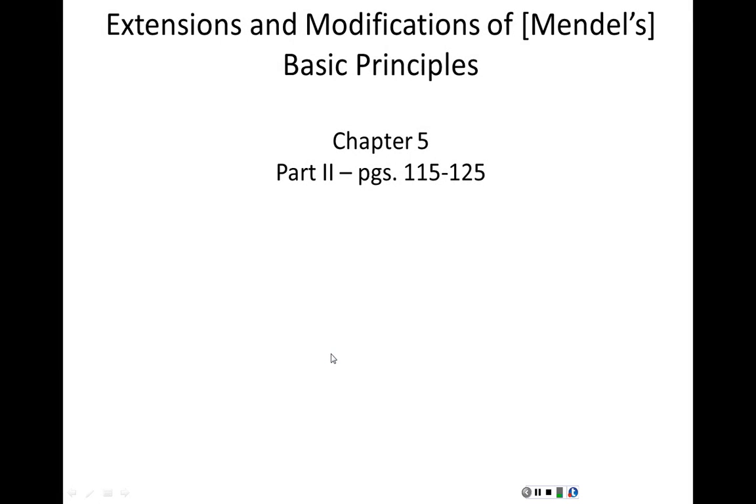Alright, so we're going to pick up right from where we left off, Chapter 5. This is the second half of Chapter 5, still talking about some of the weirdo things that we see that are genetically based but don't really follow Mendel's basic rules. More extensions and modifications of Mendel's basic principles. Pages 115 to 125 in your textbook if you're following along at home.